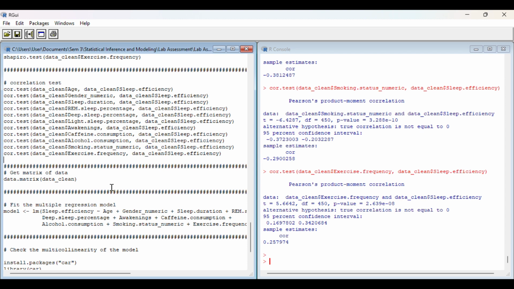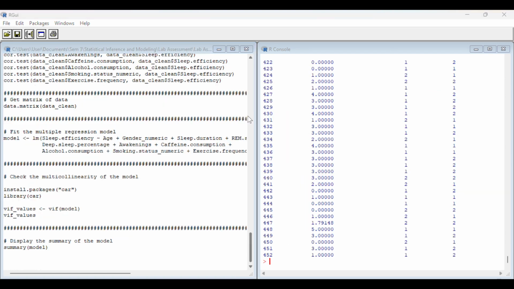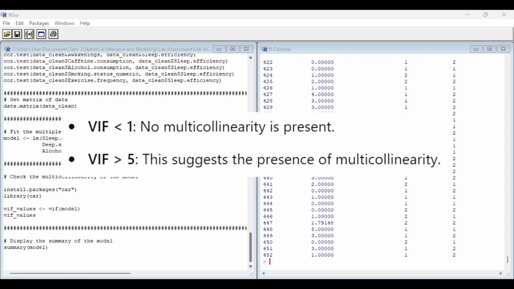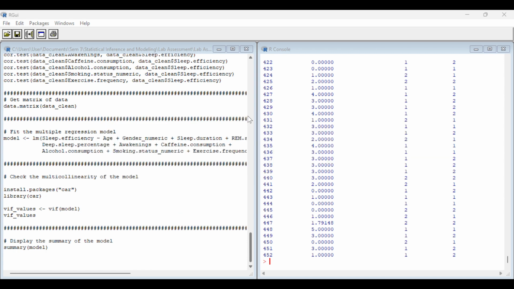Before fitting the regression model, I created a data matrix using the data.matrix function, which was essential to evaluate multicollinearity among the predictors using the variance inflation factor. High multicollinearity can mislead the regression result by inflating the variance of the coefficient estimates, making it challenging to determine the true relationship between predictors and the response variable. To address this, variables with a variance inflation factor exceeding 5 were identified and excluded from the model. For example, light sleep percentage was removed due to concern about multicollinearity.